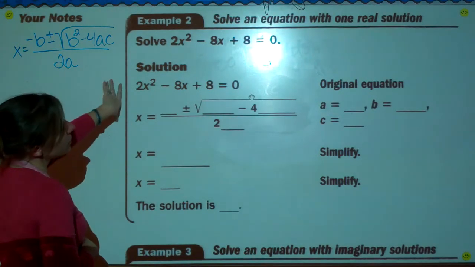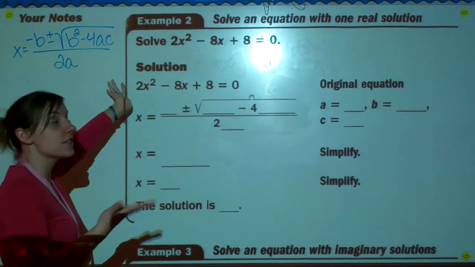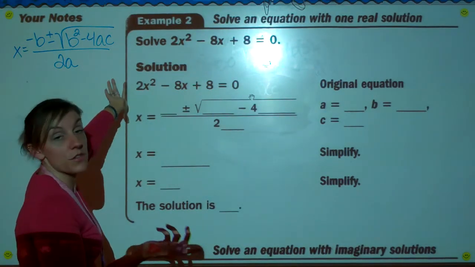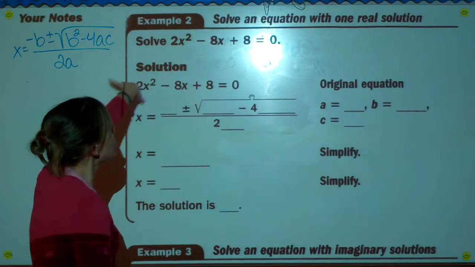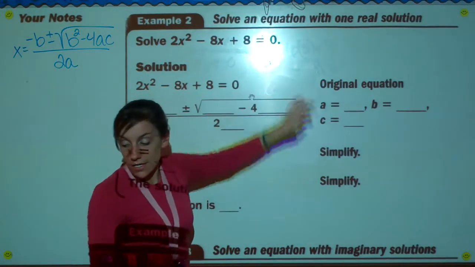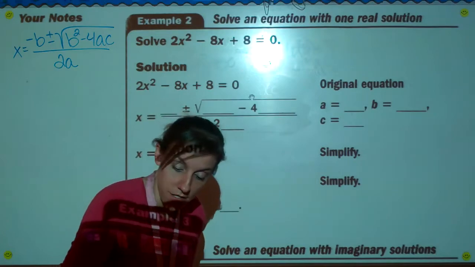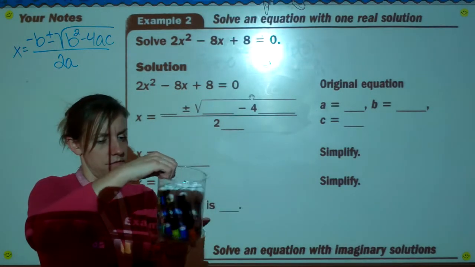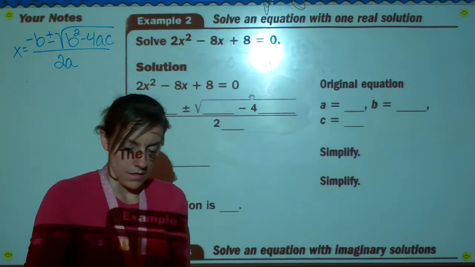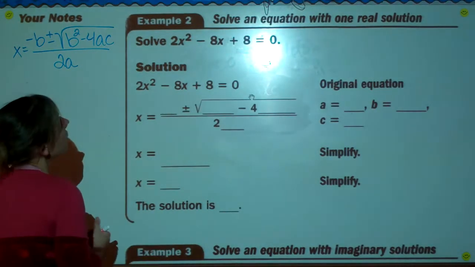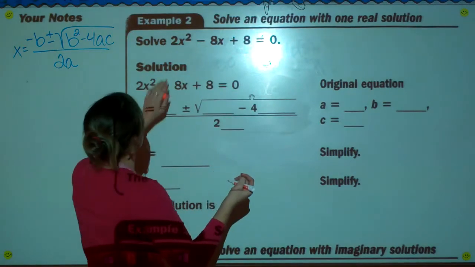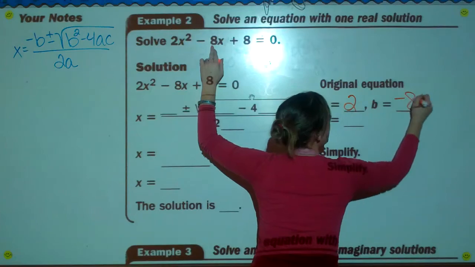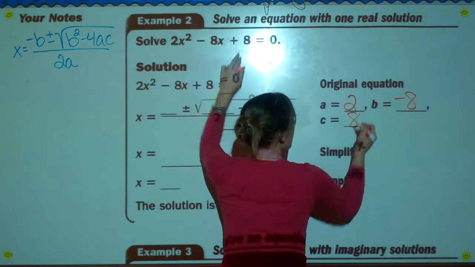Okay, so let's just look at this real quick. We're only going to get one answer because that's what it says, but we can still use the formula to get that one answer. So this is already in standard form. It already equals 0. So we can just substitute in. Okay, so A is 2. B is -8, just watch your signs, and C is +8.